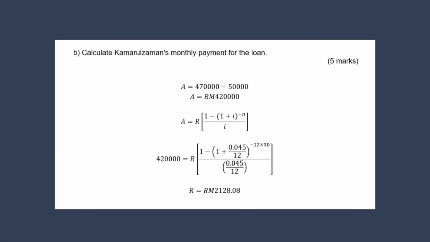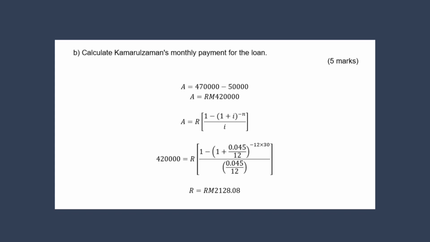For question 2b, we will use the formula of present value, which is A equal to R[(1 − (1 + i)^(−n))/i]. It is similar to A equal to R[(1 − (1 + k/m)^(−mt))/(k/m)]. Before we start to use the formula, we need to justify what k, m, t, A, and R are. Here, k is 0.045 or 4.5%, m is 12, t is 30, A is 470,000 minus 50,000, so it will equal 420,000.